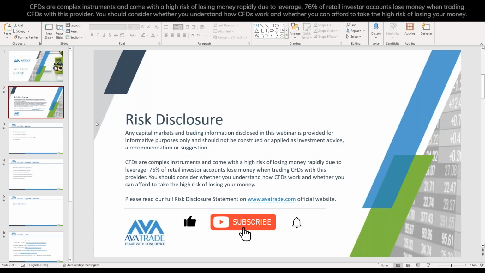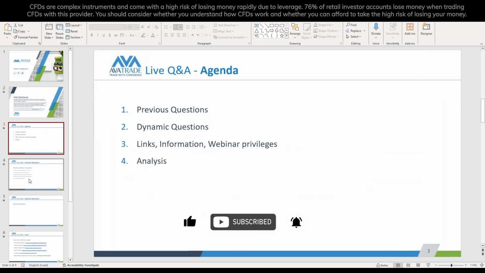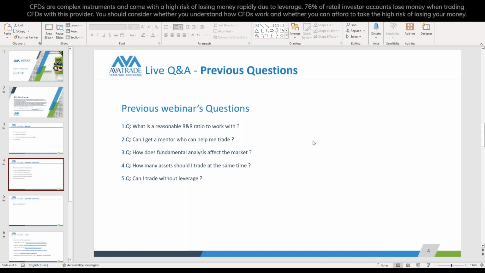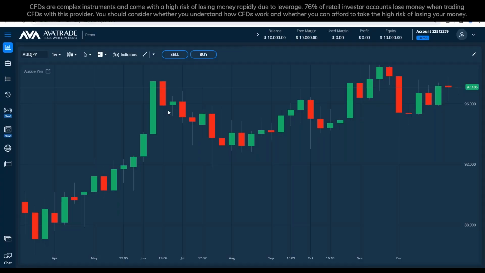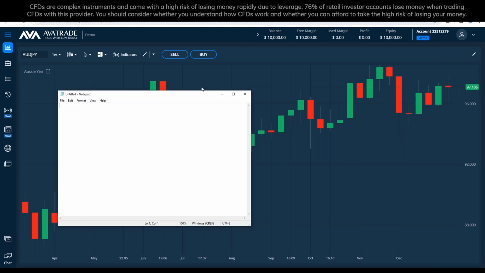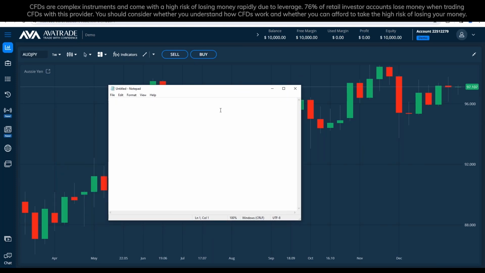All right. So everything seems in place, and like I said, I think we are going to begin with the previous questions in the linear order that they are lined in. By the way, just in a nutshell, this is the AvaTrade. To access this platform, you don't have to download or install anything. Let me write it down for you.